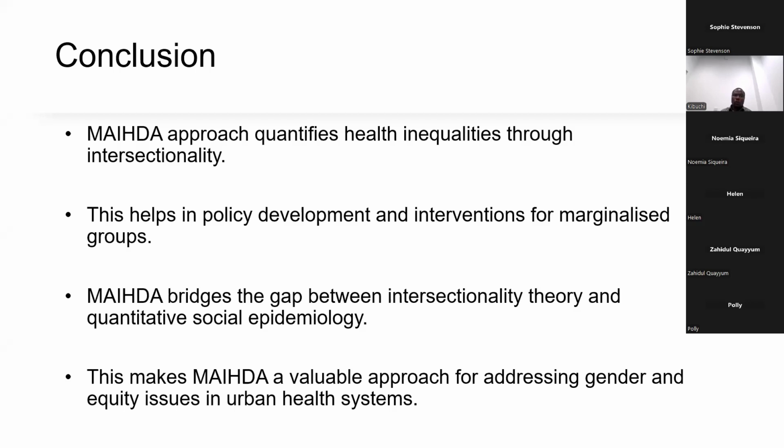So to conclude, the MAIHDA approach quantifies health inequalities through intersectionality. It's a new method that is seeing a lot of usage because people have had a lot of drawbacks using the fixed effects approach. By using it, you can see which groups are more vulnerable within marginalized groups. This can help with policy development and interventions for marginalized groups, especially targeted proportionate interventions. And one thing MAIHDA has done is bridge the gap between intersectionality theory, which mostly used qualitative methods, and quantitative social epidemiology.